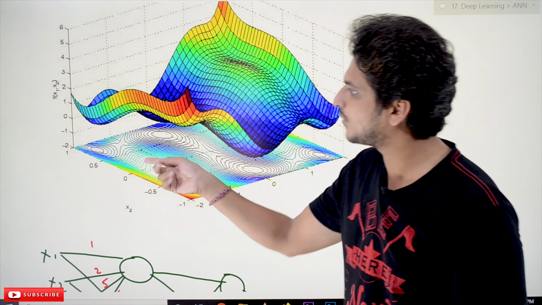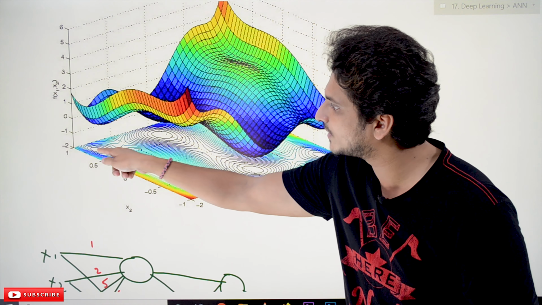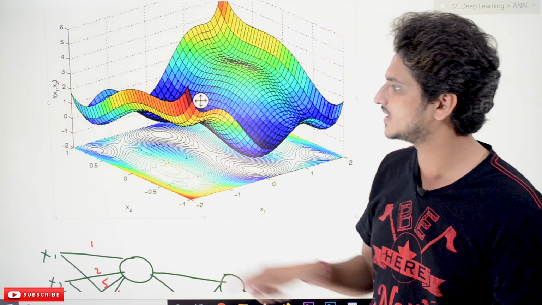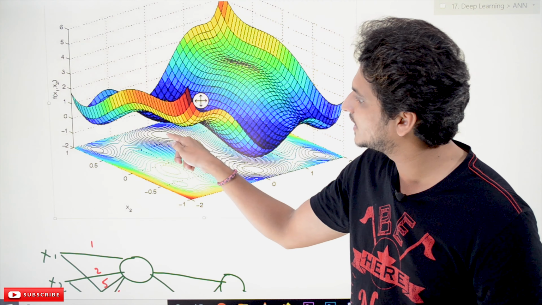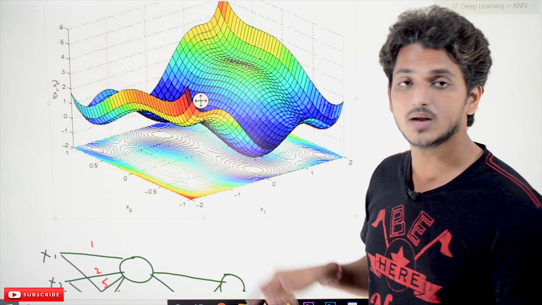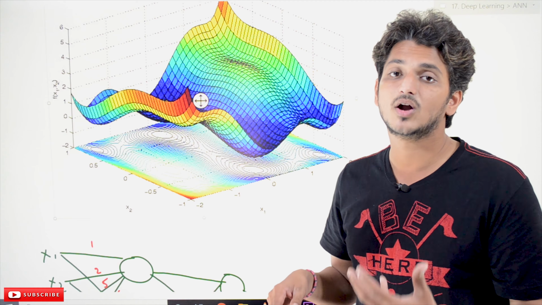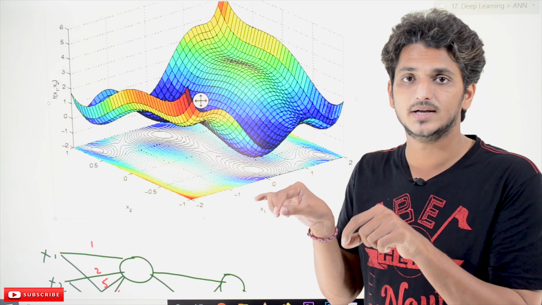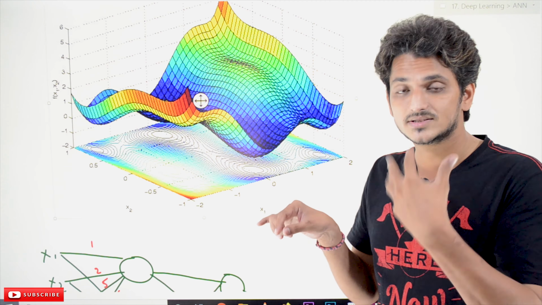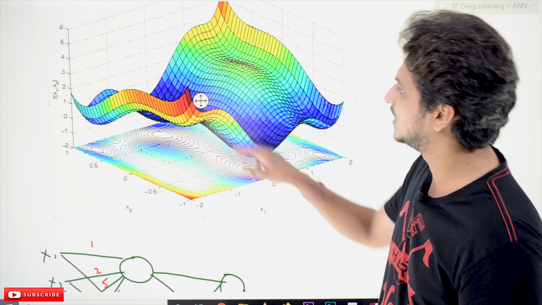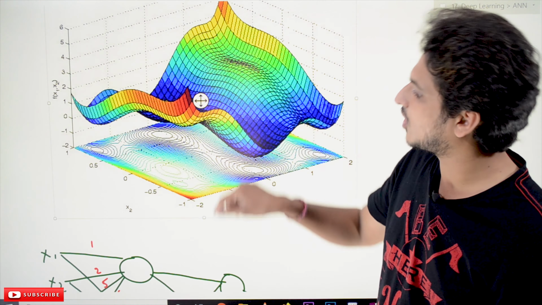This is one minimum point. If you follow the contour plots, the middle point here is the local minima. That's why by looking at the contour plots, we can identify the minimum points. So that's the help of contour plots. So this is all about convex and non-convex function.